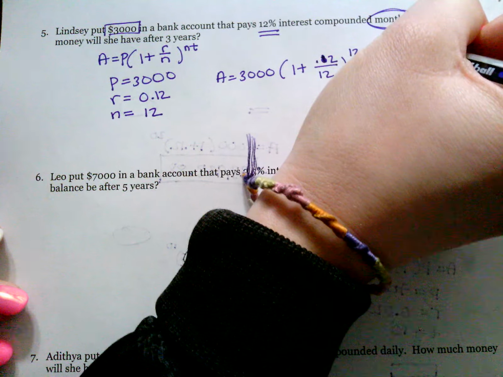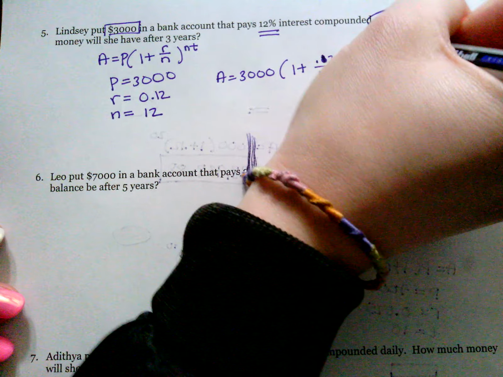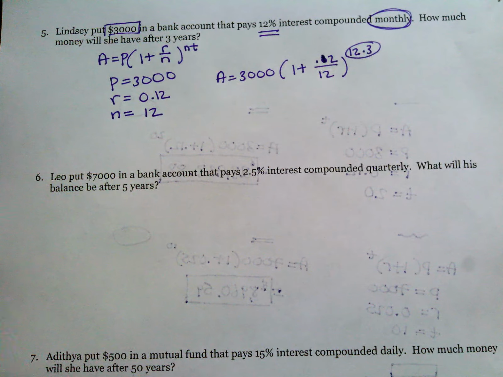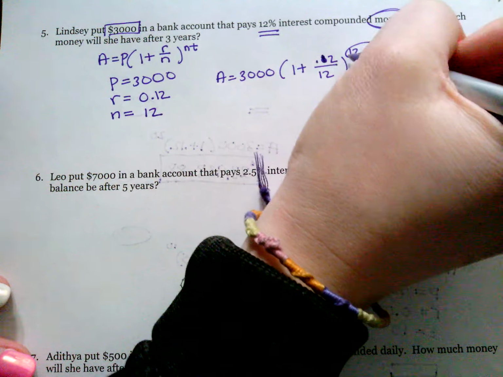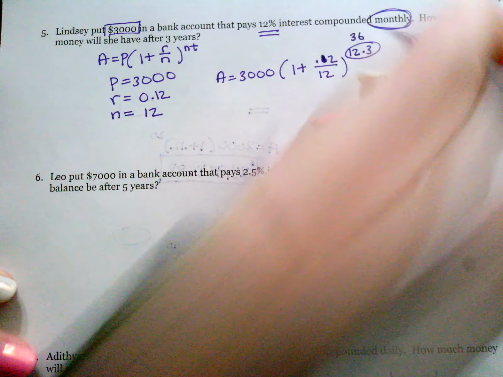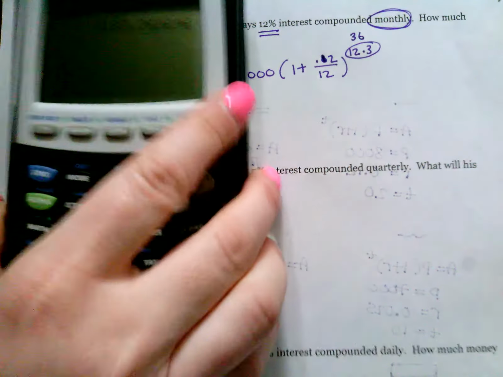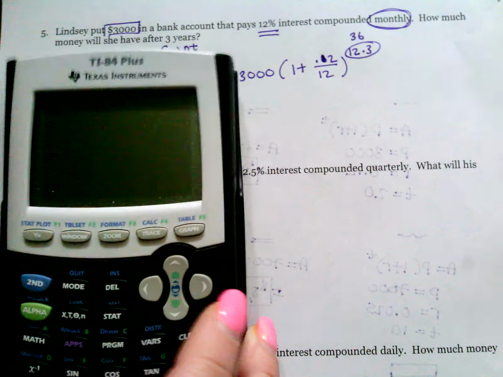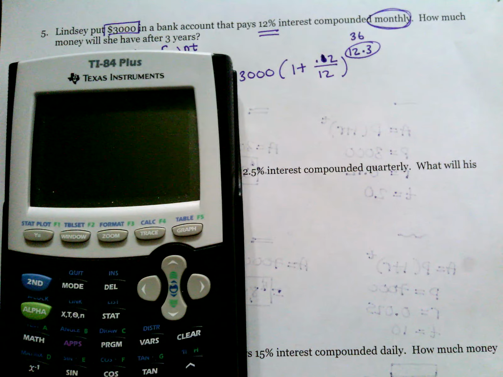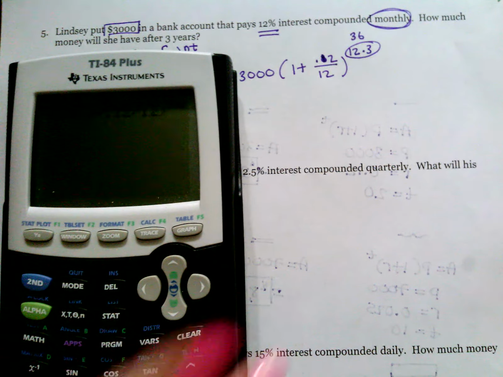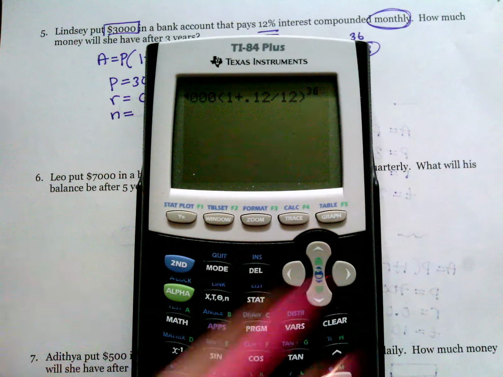So if I go ahead into my calculator, I'm going to do 3,000 times 1 plus 0.12 divided by 12 to the power of 36. Sorry, that's very hard for you guys to see. Let's see, is that any easier? I guess a little bit. So Lindsay will have $4,292.31.